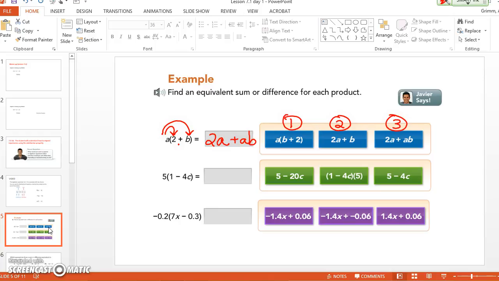All right, look at the next one. What do you think that one's going to be? You think the first one? All right, so this would be 5 times 1. 5 times 1 is 5. Keep the subtraction because this is a positive. 5 times 4 is 20c. So that would be the first choice. Good. Okay, let's look at the last one.